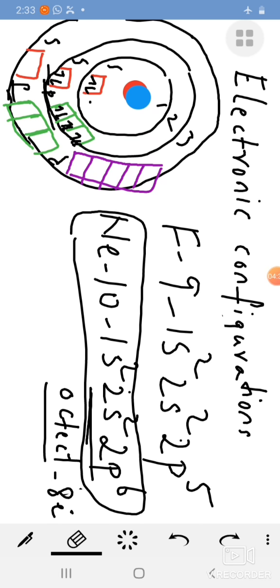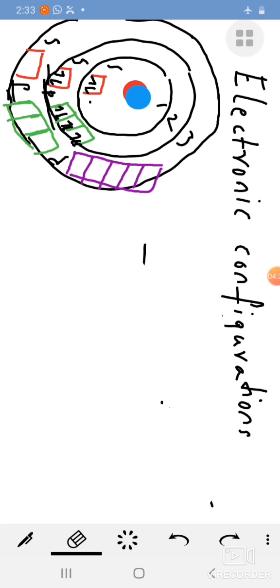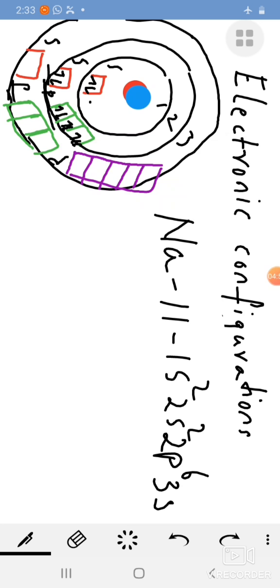The next element is sodium, Na. Its atomic number is 11 and its electronic configuration is 1s2 2s2 2p6 3s1. That means the 11th electron enters the s orbital of the third shell.